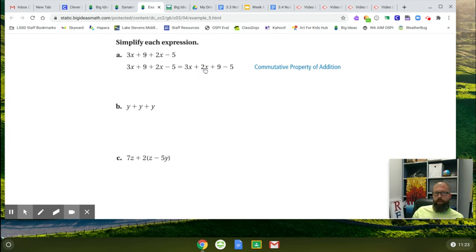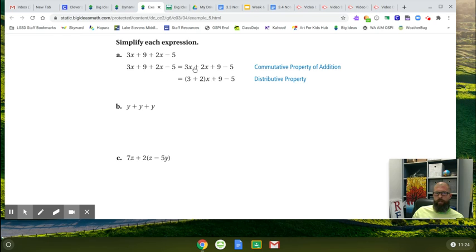So we can rewrite this to help us wrap our minds around it by rearranging it so that they're next to each other. That's the commutative property of addition. But we have to make sure they stay in the same order. The 9 and the 5 have to stay in the same order because we have subtraction. So 3x plus 2x, well, how many x's is that? That's 5 x's.